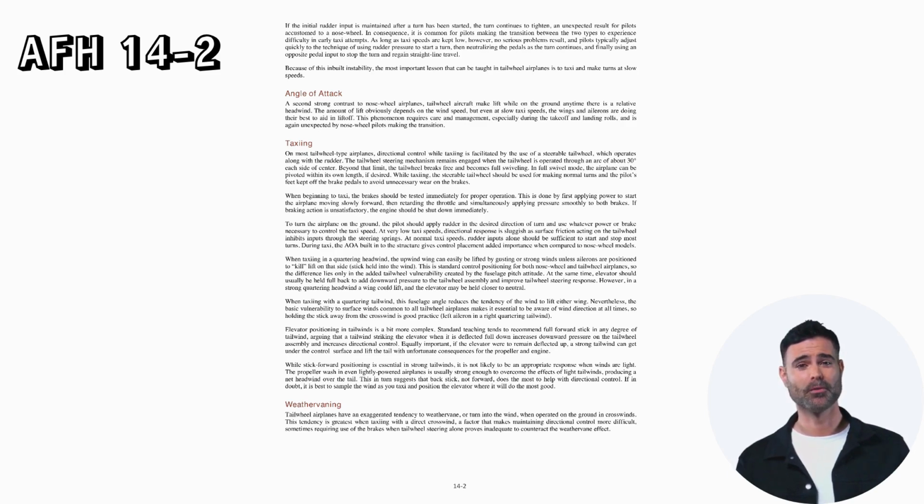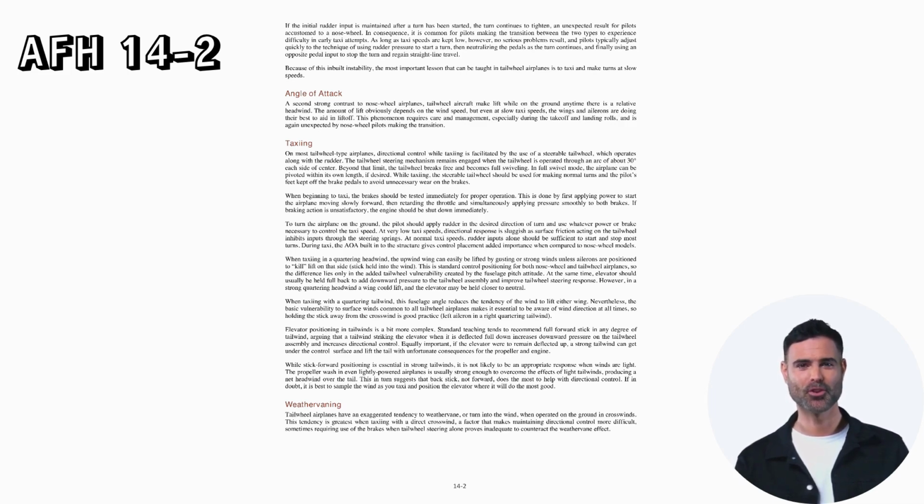While stick forward positioning is essential in strong tailwinds, it is not likely to be an appropriate response when winds are light. The propeller wash in even lightly powered airplanes is usually strong enough to overcome the effects of light tailwinds, producing a net headwind over the tail. This in turn suggests that backstick, not forward, does the most to help with directional control. If in doubt, it is best to sample the wind as you taxi and position the elevator where it will do the most good.